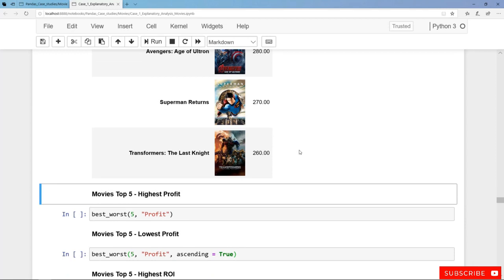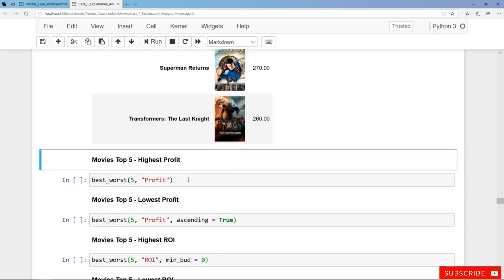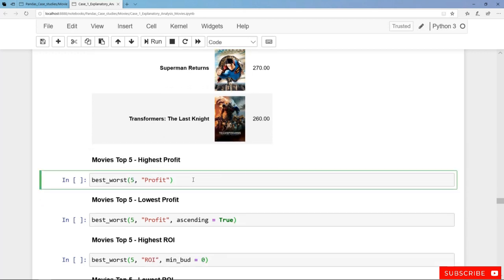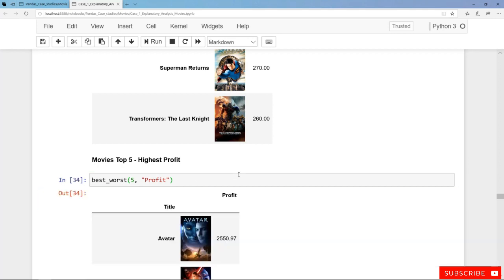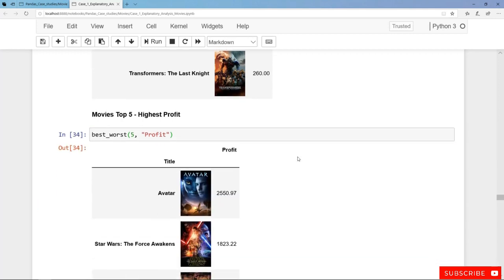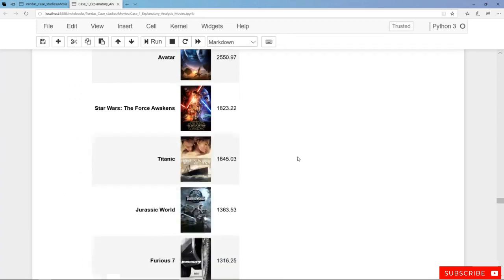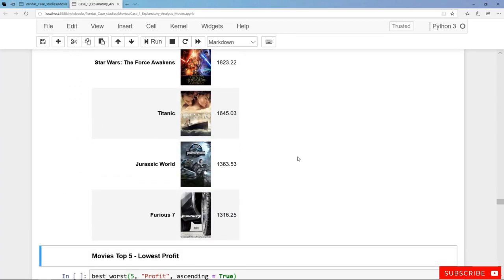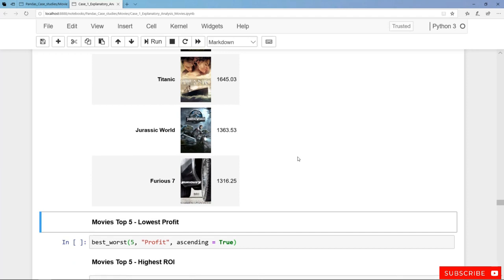Next we want to get the 5 movies with the highest profit, so the highest total profit in terms of revenue minus the budget. And again, here we get Avatar with a profit of 2.5 billion and Star Wars, Titanic, Jurassic World, and The Fast and the Furious 7.